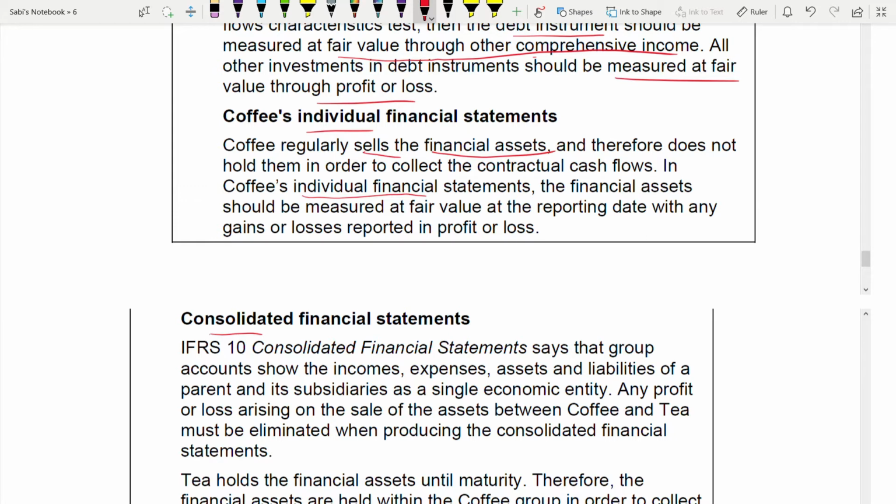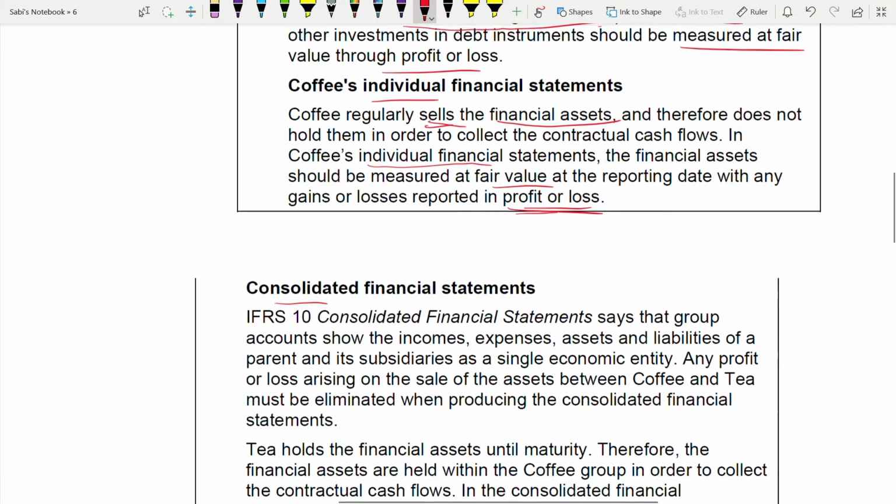Fair value through other comprehensive income? No. It is fair value through profit and loss. Financial assets should be measured at fair value at the reporting date with any gain or loss reported in profit and loss. Because you are regularly selling it. You are not holding it until maturity and then selling it, which would be other comprehensive income. Here, you are selling regularly. So as told before, all other cases, other than the two conditions given to you, will be through profit and loss.